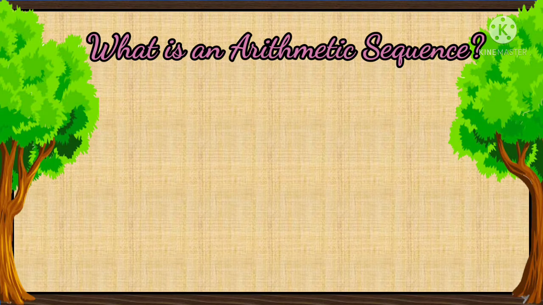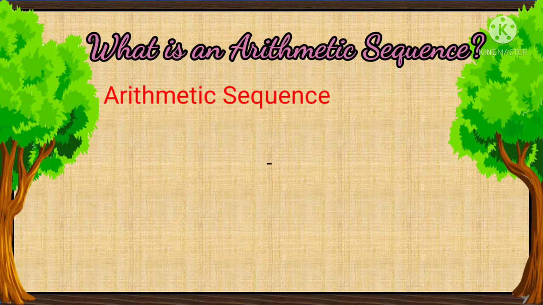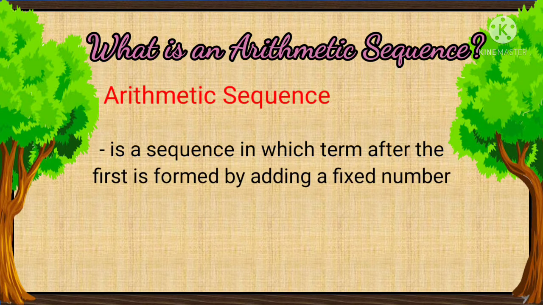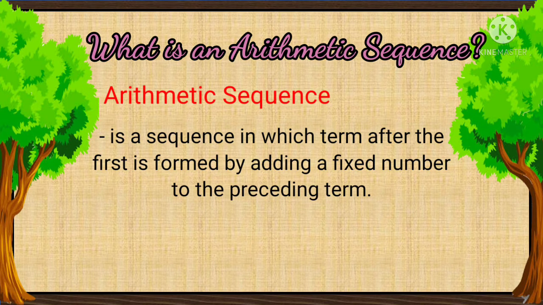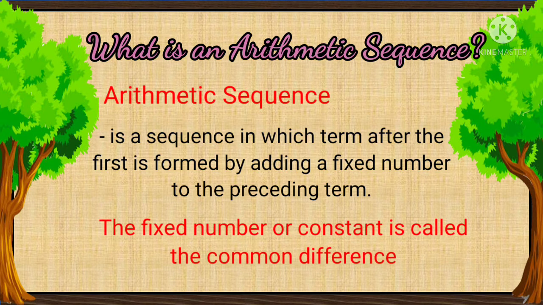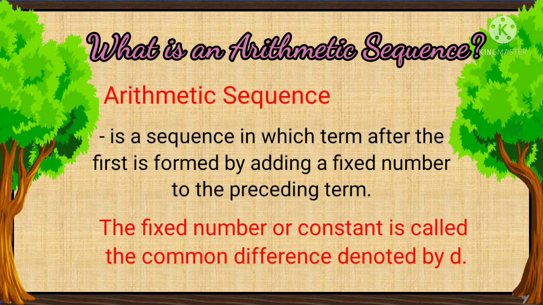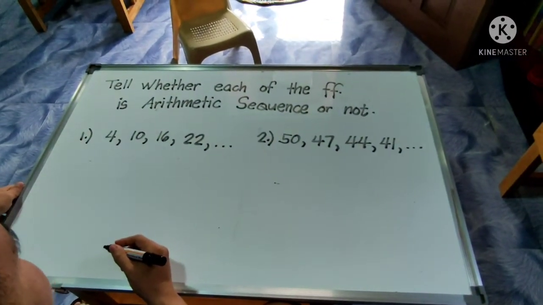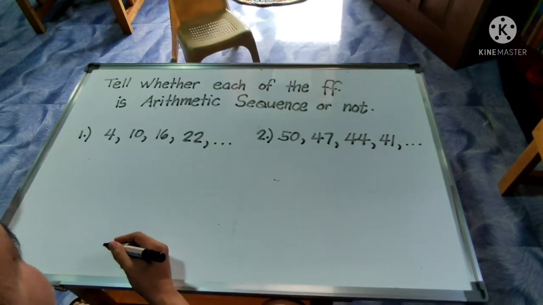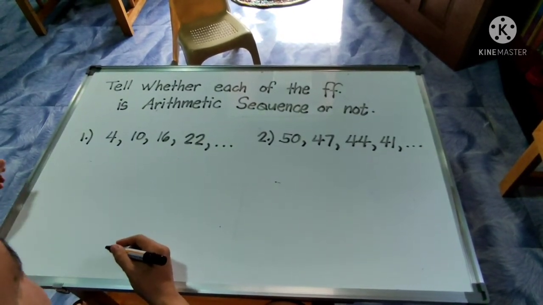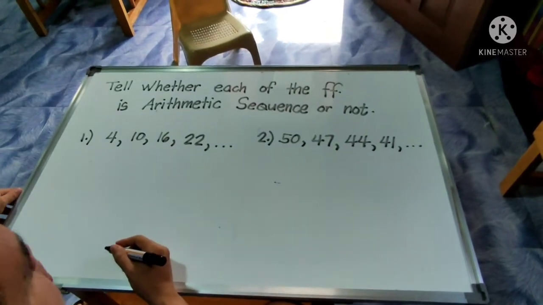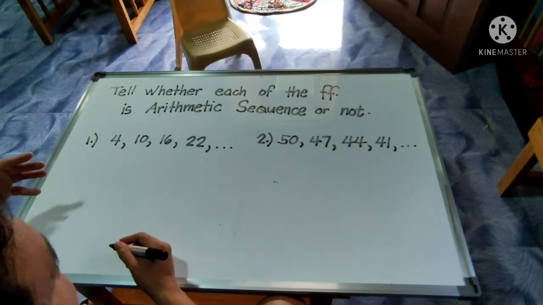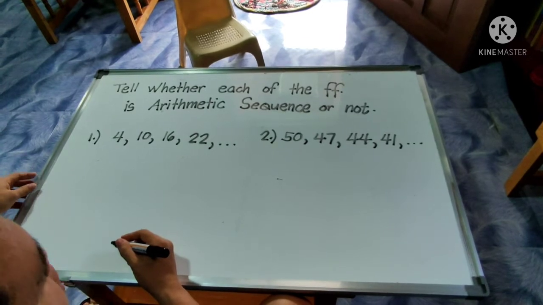What is an arithmetic sequence? An arithmetic sequence is a sequence in which each term after the first is formed by adding a fixed number to the preceding term. The fixed number or constant is called the common difference, denoted by d. In the definition of arithmetic sequence, the very important term that we need to bear in mind always is the presence of a common difference. If a sequence has a common difference, therefore it is an arithmetic sequence.